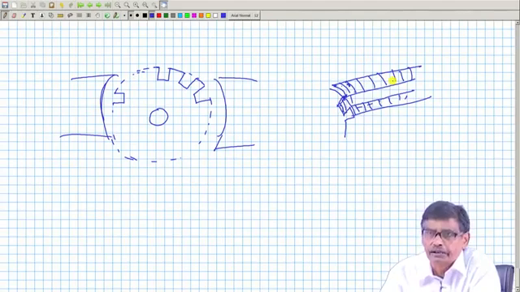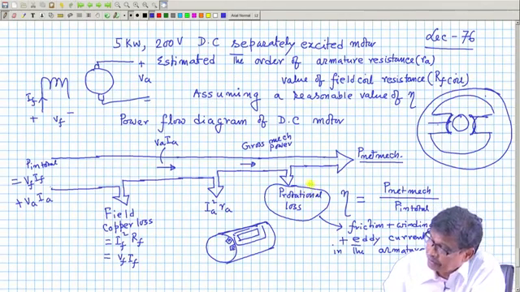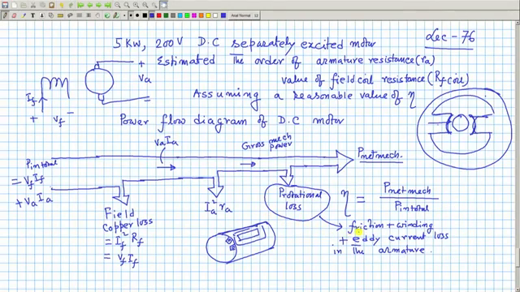So also frictional loss. Therefore, this rotational loss consists of friction and windage, not winding, I am so sorry, it is windage, it is called windage loss. This is the scenario of the machine.